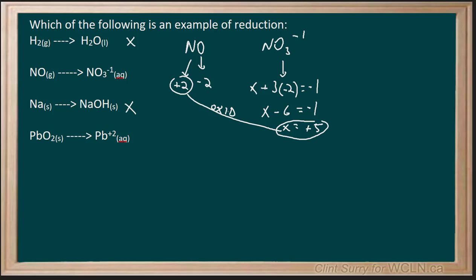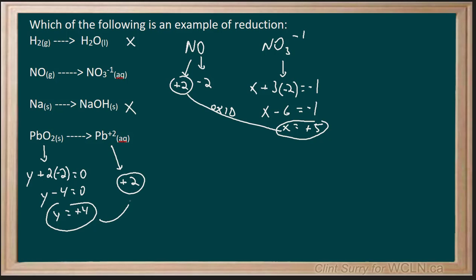By default, that means the last one should be a reduction, but let's check. When we look at this here, we have 2 of the oxides. Overall is a charge of 0, and I'm going to let Y represent the charge of the lead. So Y minus 4 equals 0, so Y equals +4. And then we can see here it's becoming +2. Well, that there is a reduction. So the example of reduction would be our last question right here.